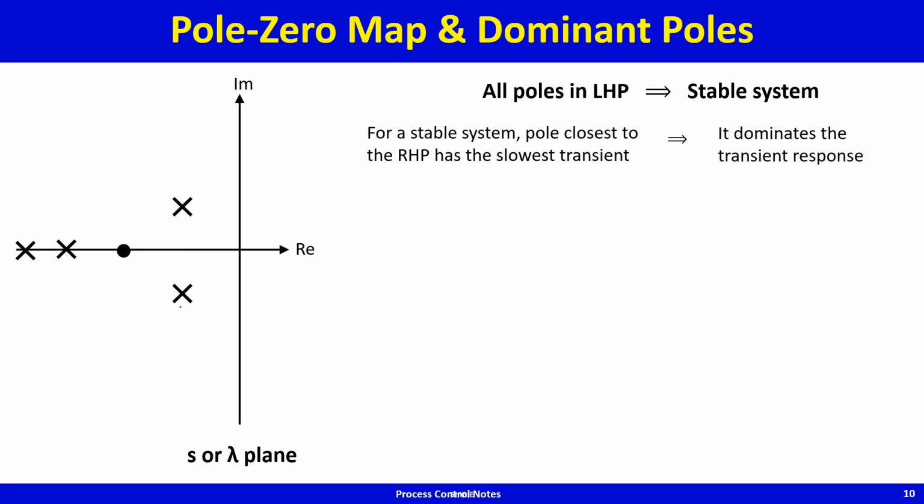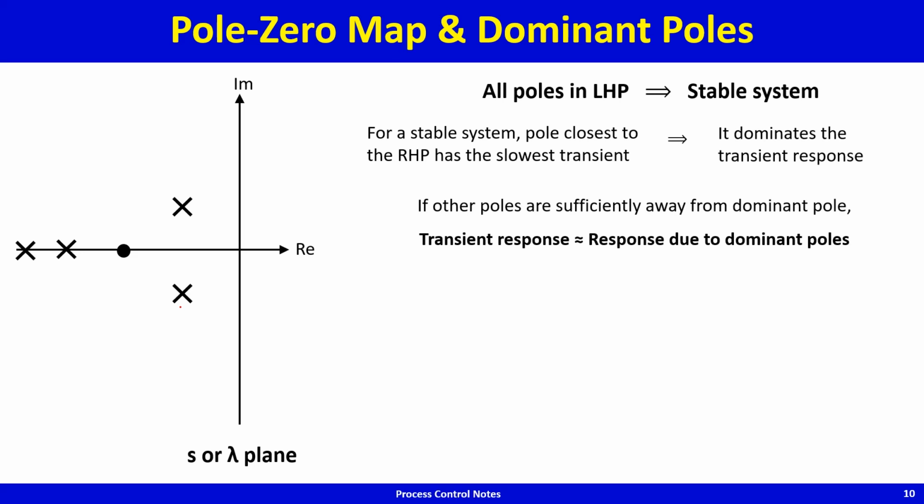Now imagine a situation where the other poles are sufficiently far away from the dominant pole. Then the transient response is approximately the same as the response due to the dominant poles, and this is referred to as the dominant pole approximation.